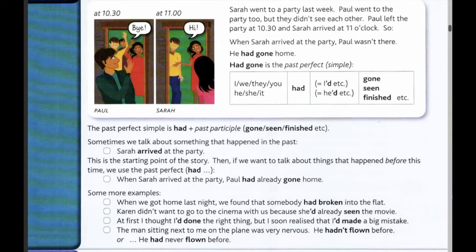Some more examples. When we got home last night, we found that somebody had broken into the flat. Do you understand? To break into. It means to invade. And a flat is an apartment, okay? Karen didn't want to go to the cinema with us because she'd already seen the movie. At first, I thought I'd done the right thing, but I soon realized that I'd made a big mistake. And finally, the man sitting next to me on the plane was very nervous. He hadn't flown before, or he had never flown before.